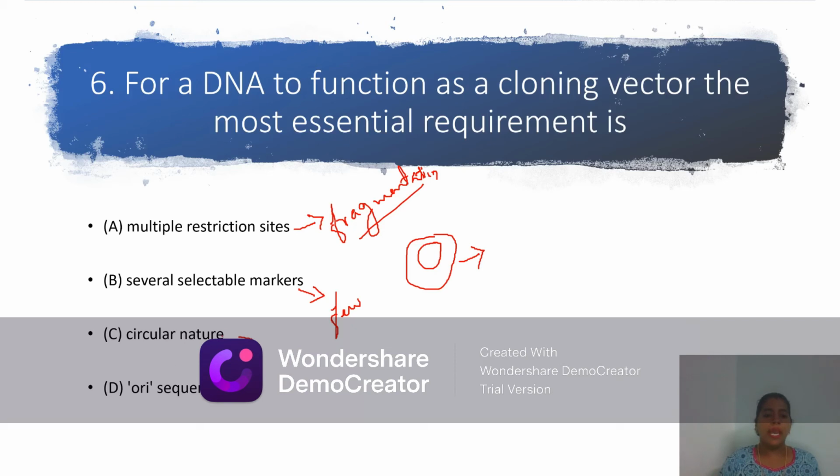And the fourth one, that's the important one, right? Ori sequence, or the origin of replication. So definitely the vector you are using should have an origin of replication. Then only will you get the number of copies. So what is the answer here? The option D, Ori sequence. Fine.